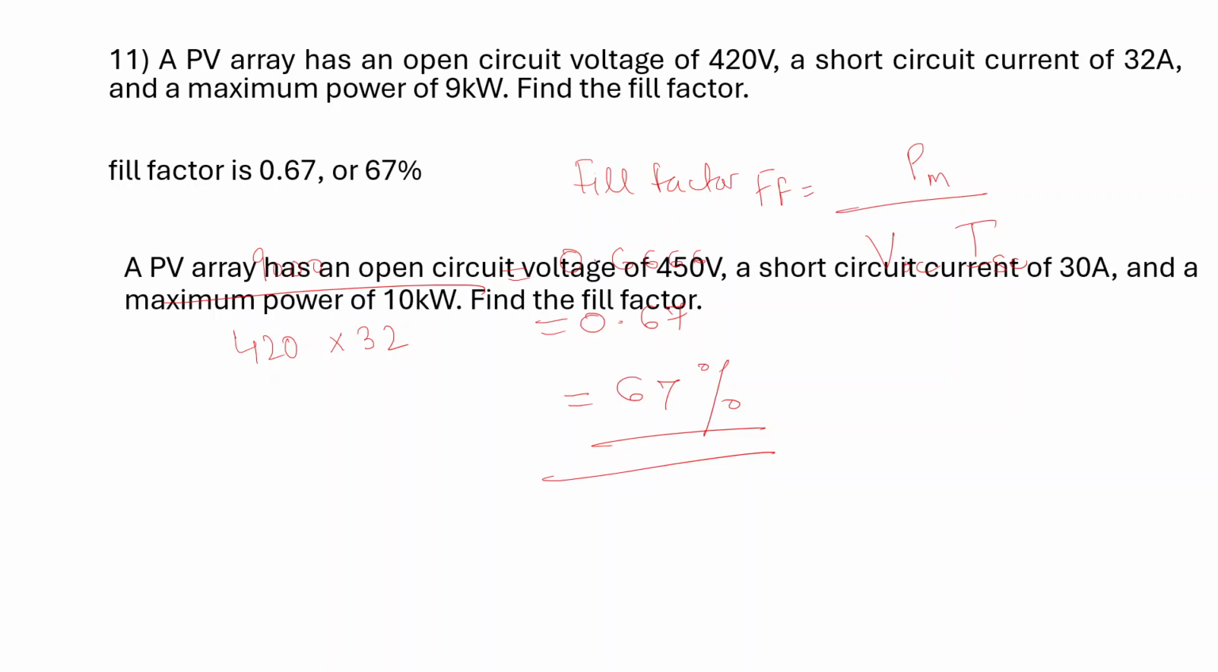Now next, the PV array has an open circuit voltage VOC of 450 and a short circuit current of 30 ampere and a maximum power of 10 kilowatt. Find the fill factor. Calculate the fill factor.